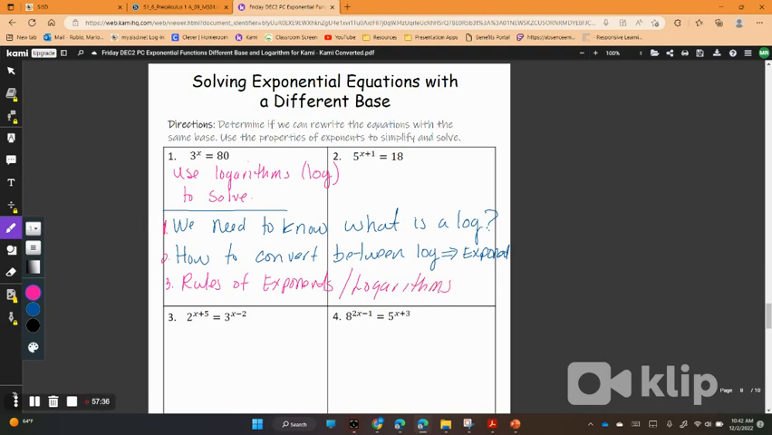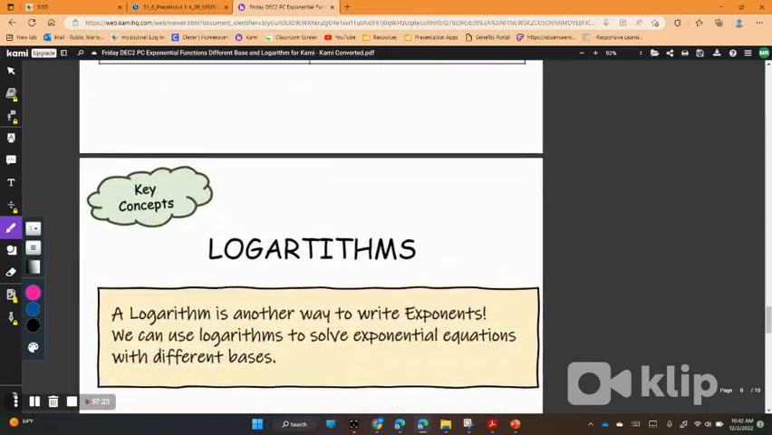Today we're going to start with 1 and 2: what is a log and how do you convert? After we learn that today, we'll learn something else on Monday, and then by Tuesday we'll be able to circle back and solve these equations. Okay, so let's go ahead and get started.